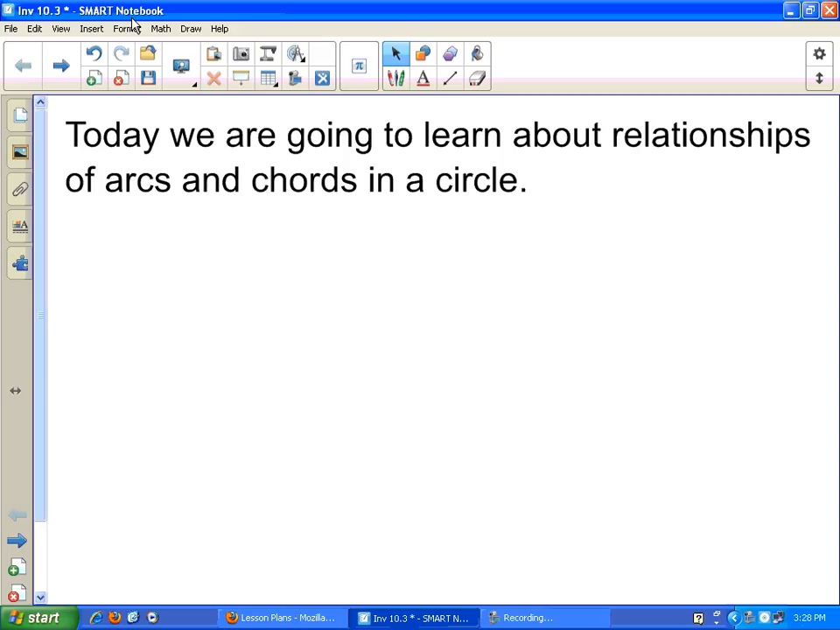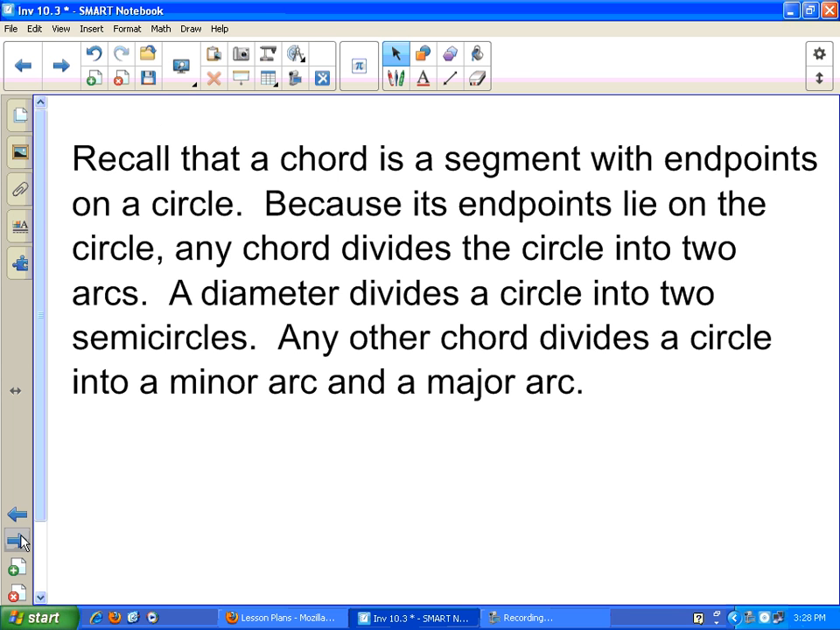Today we are going to learn about relationships of arcs and chords in a circle. Recall that a chord is a segment with endpoints on a circle. Because its endpoints lie on the circle, any chord divides a circle into two arcs. A diameter divides a circle into two semicircles, and any chord divides a circle into a minor arc and a major arc.